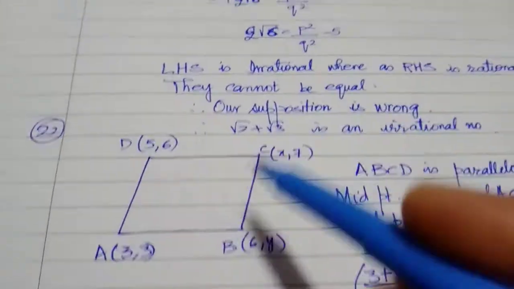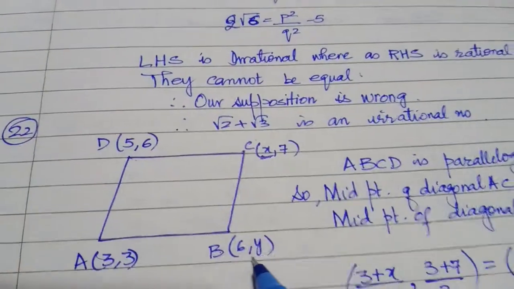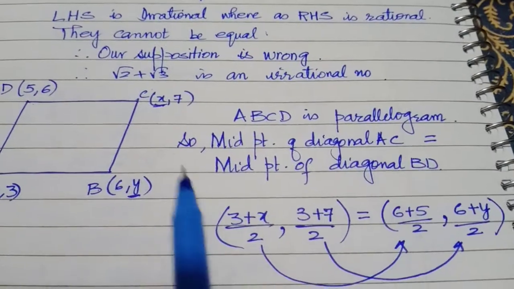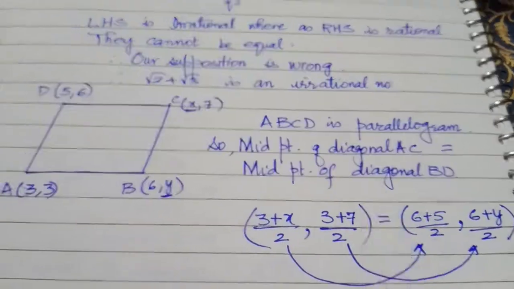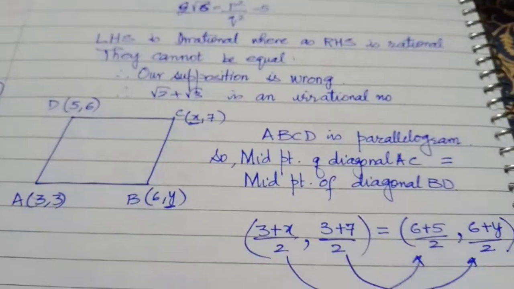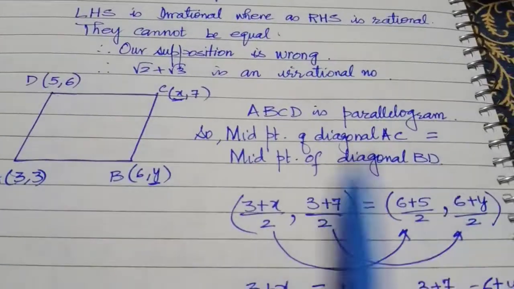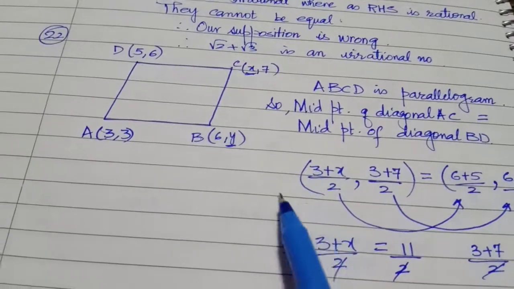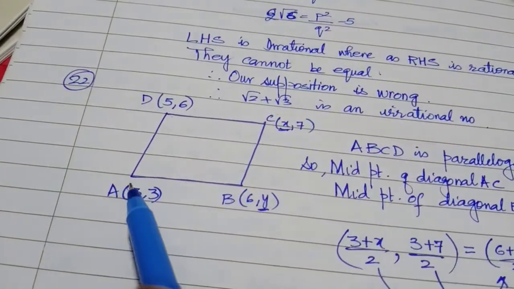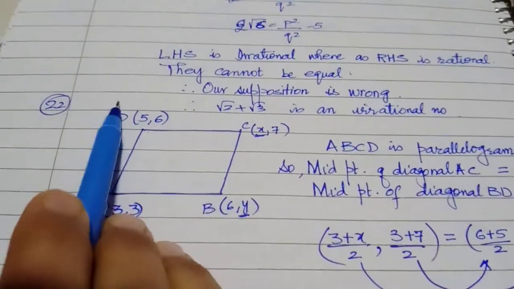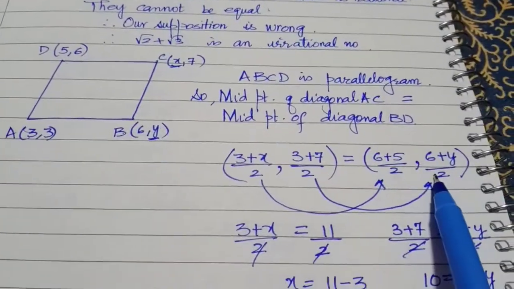And they're asking us to find out this x and y. So we know that the property in a parallelogram is the midpoint of the diagonals will be the same. So midpoint of diagonal AC and midpoint of diagonal BD should be same. So we have used the midpoint formula. AC: (3 plus x) by 2, (3 plus 7) by 2. BD: (6 plus 5) by 2, (y plus 6) by 2.